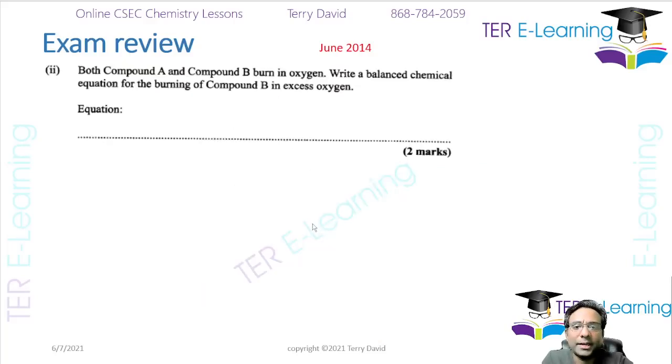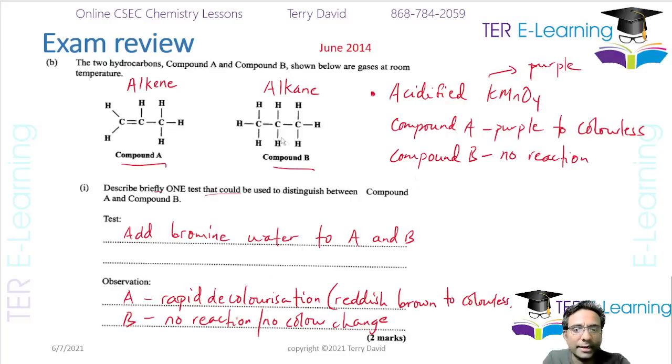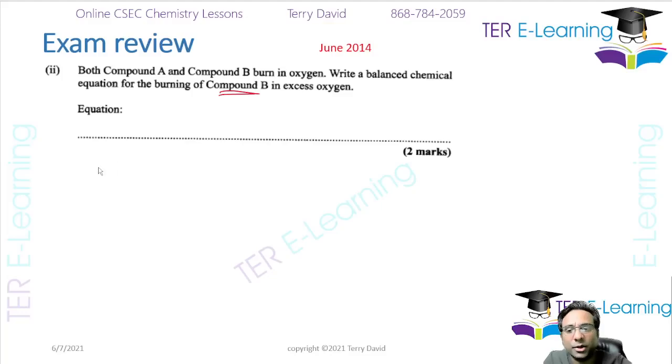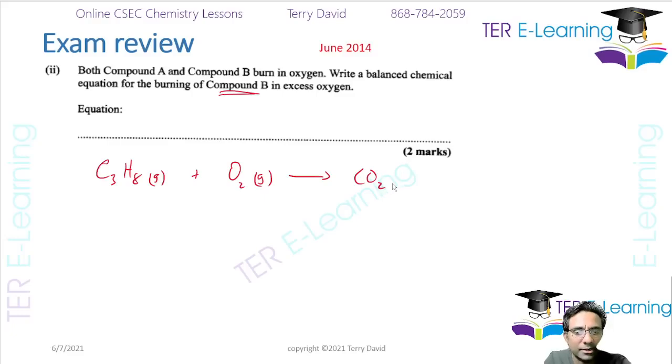So they said compound A and compound B burn in oxygen, right? A balanced chemical equation for compound B in excess oxygen. What is compound B? Right, so we need to look at this compound B here, and this has a formula of C3H8. That's my formula, right? So you want to write an equation for combustion. So it's C3H8, so if you all want the state symbols, I'll write it in, plus oxygen gas, right? Produces, you will always get carbon dioxide gas plus H2O liquid.